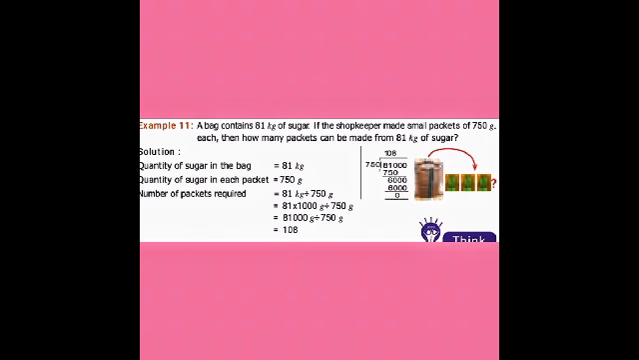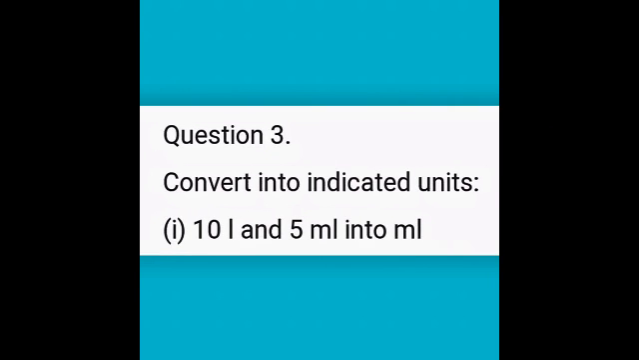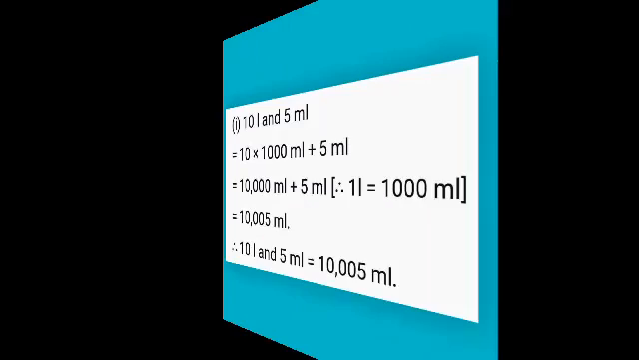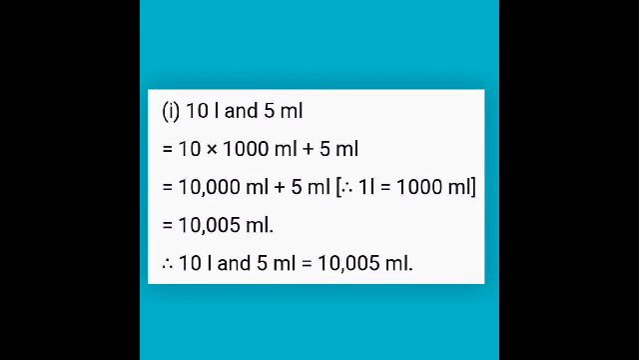Okay, my dears. Let's move on to the exercise. Exercise 2.1, question number 3. Convert into indicated units. First question, 10 liter and 5 milliliter into milliliter. Here liter and milliliter are given. We want to convert that into the smaller unit, milliliter. So which is the greater unit? Liter, that is 10. So 10 multiplied by 1000, which is equal to 10,000.